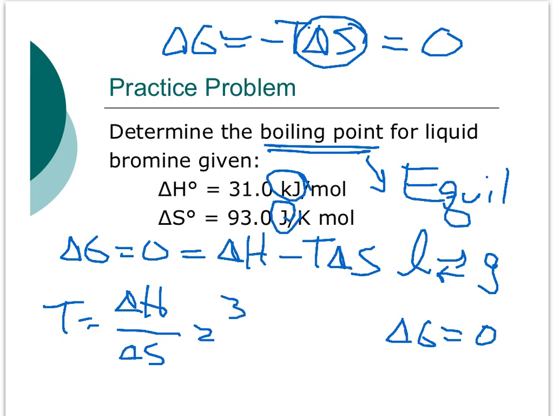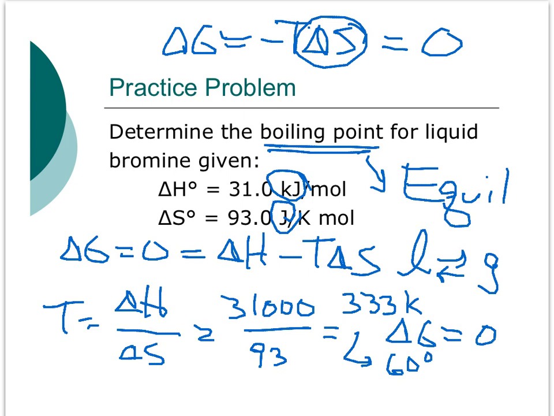So I will go with 31,000 joules divided by 93 joules per Kelvin. And I'm going to get a temperature of 333, that's in Kelvin, which is equal to about 60 degrees Celsius. So bromine boils at about 60 degrees Celsius, which isn't all that terribly high. Bromine has a pretty high vapor pressure, so that relatively low boiling point does make some sense.